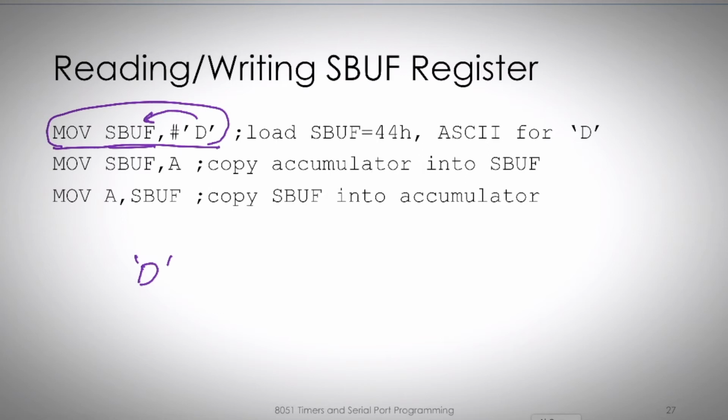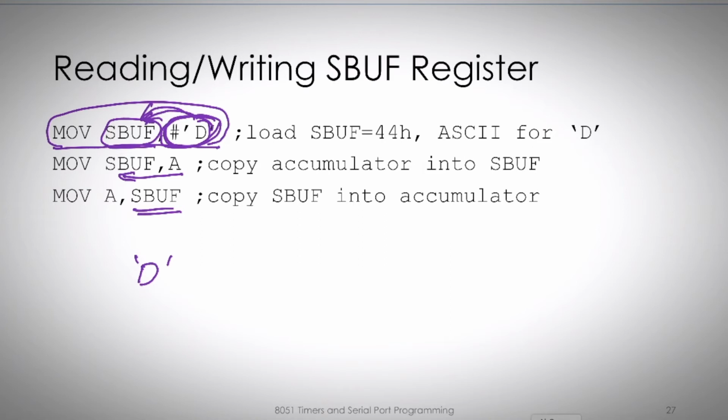Suppose, instead of directly doing this, which is immediate mode, you can also move the content of the accumulator to the SBUF register. Okay. This is for transmitting. Remember, while transmitting the data, the SBUF is your destination, and the data to be transmitted should be moved to the SBUF register. But while receiving, SBUF is the source, right?